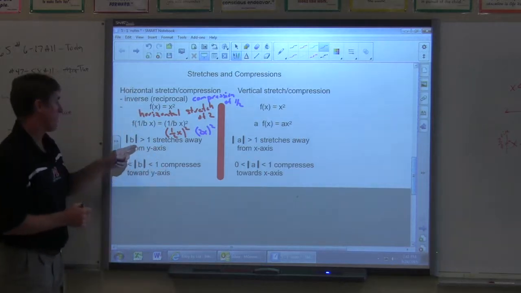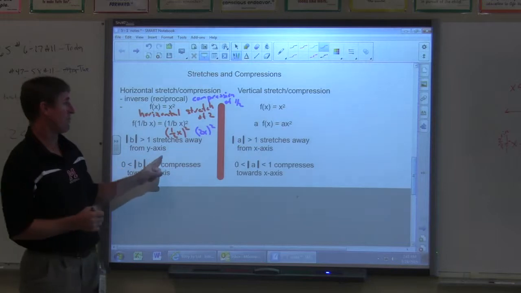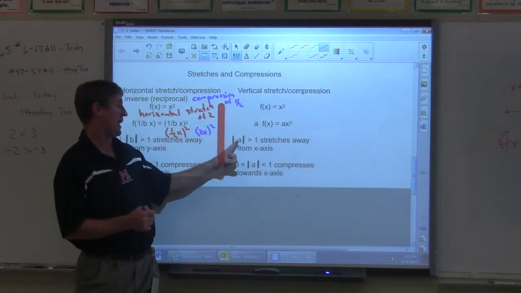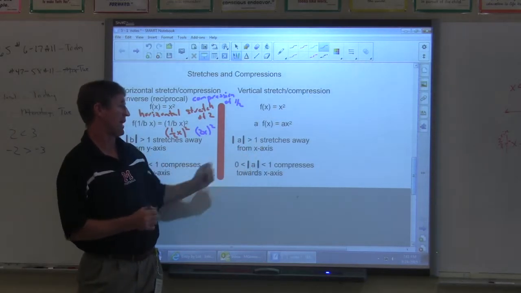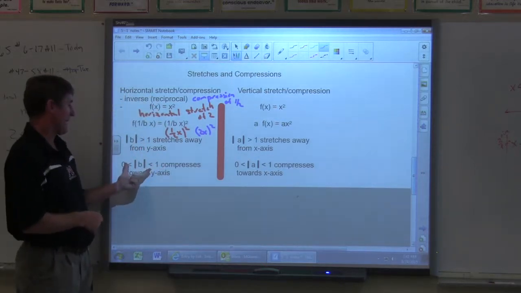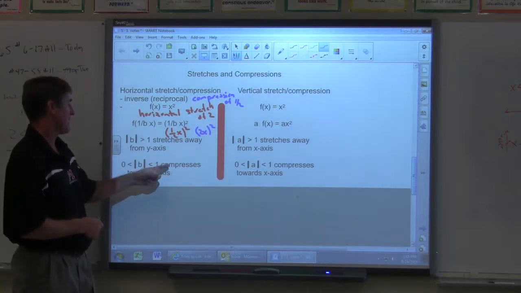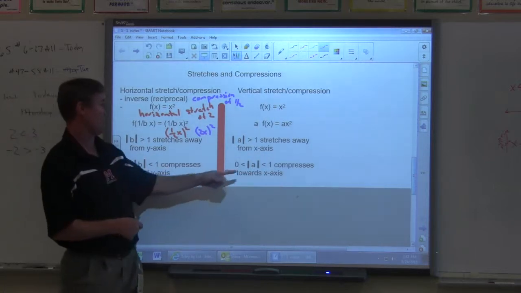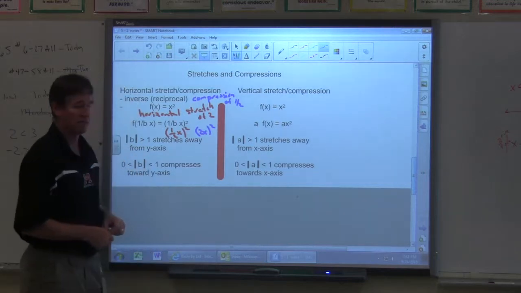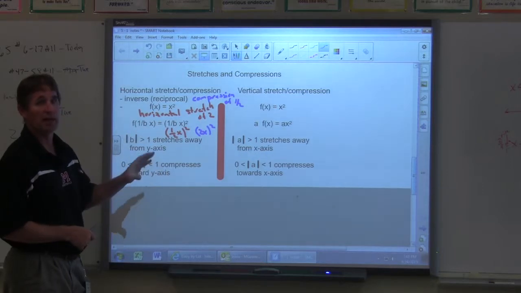For both, remember, if b is greater than 1, it's a stretch away from the y-axis, and if a is greater than 1, it's a stretch away from the x-axis, so vertically. If it's between 0 and 1, the absolute value, or less than 1 absolute value, then it is a compression towards the y-axis or a compression towards the x-axis. And we'll do some examples of these as we finish up. But again, it's the exact same rules we had with absolute value.